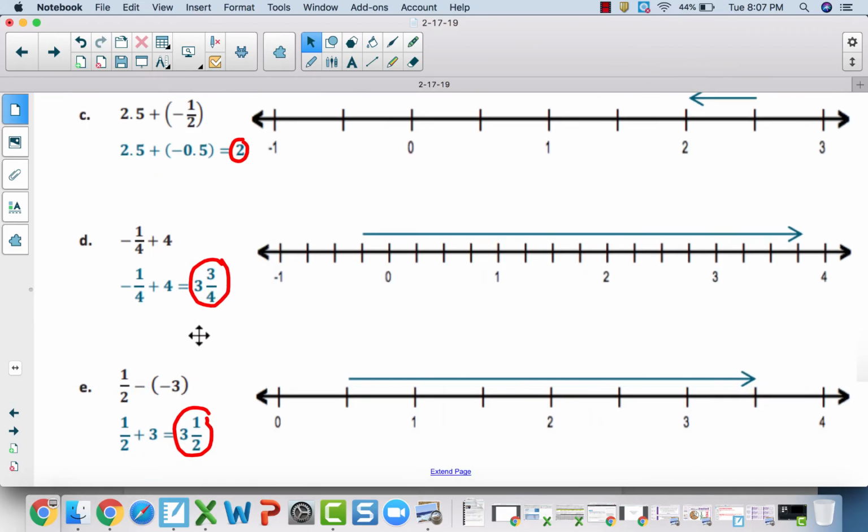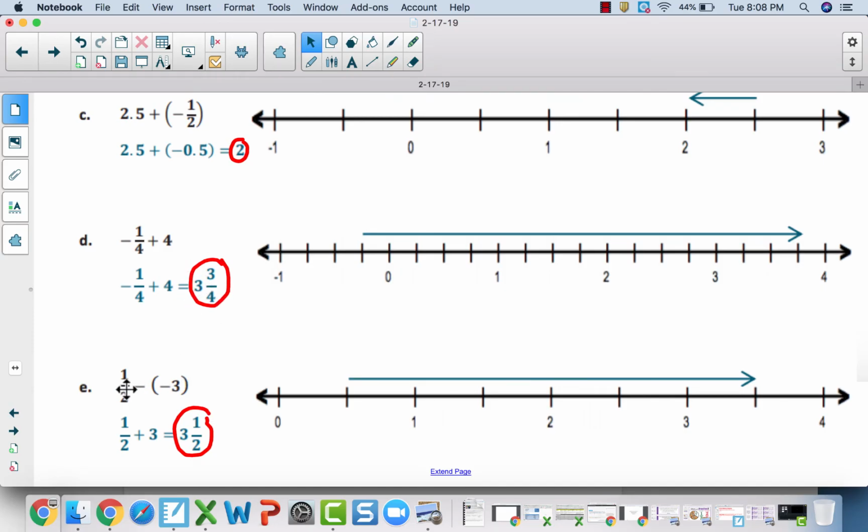Now for D, when I'm looking at this sum, once again, I notice my signs are different. I know I will have to subtract, but I know my positive is further from 0 than this negative rational number, so I know my answer will be positive. In terms of my number line, I'm starting at -1/4, and I am moving to the right because the second number is positive, and I'm moving 4. You end up at 3 3/4.